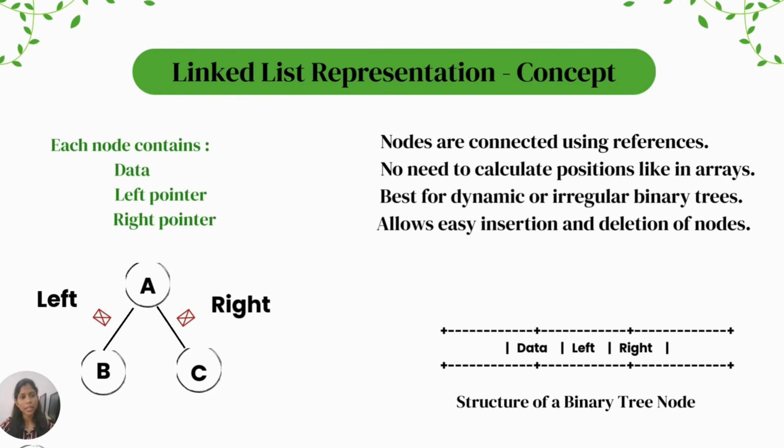Next up, linked list representation. In this model, each node is an object with three parts: data, left reference, and right reference. The node literally points to its children. No formulas needed. This makes it very flexible and ideal for dynamic or irregular trees. You can insert or delete nodes easily, and the memory usage is efficient. No wasted slots like in arrays.